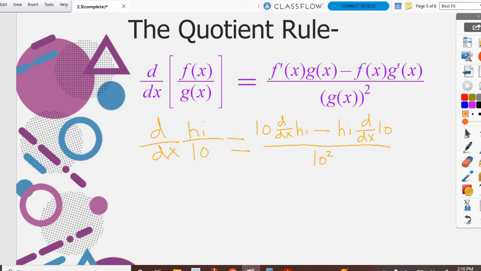Oh, I see. The derivative of the top. It makes it low d high over low squared. And if you wanted to make it high over low, that's it.